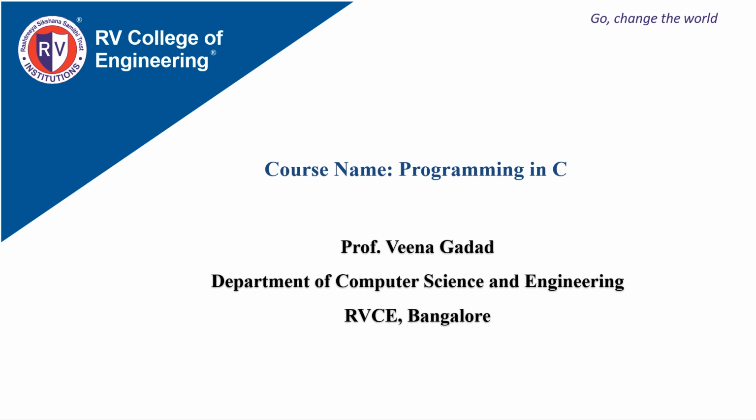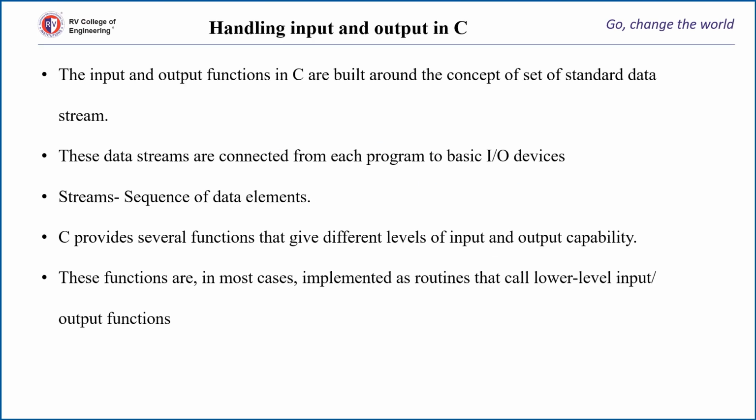Hello everyone. In this video, we'll understand about handling I/O operations in C. The input-output functions in C are built around the concept of a set of standard data streams. These data streams are connected from each program to basic I/O devices like the keyboard and monitor. Streams can be defined as a sequence of data elements that are made available over a period of time.